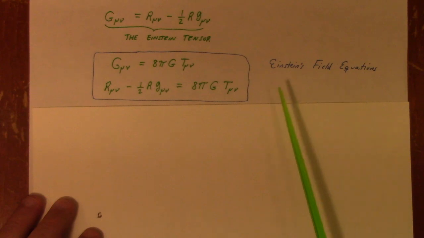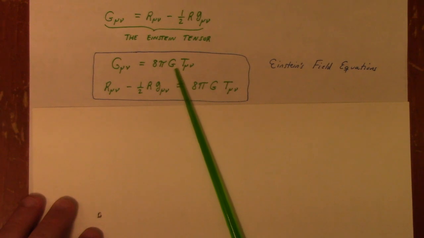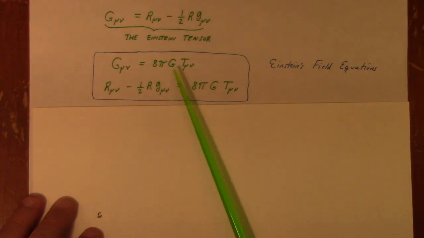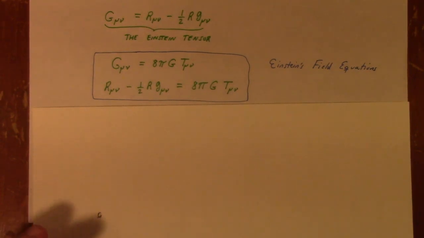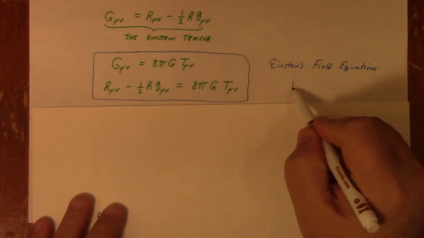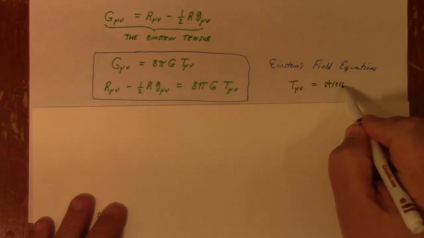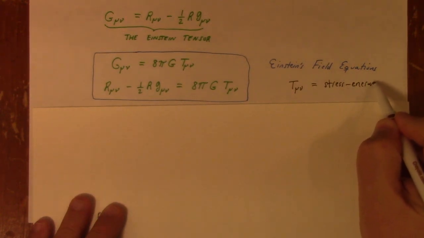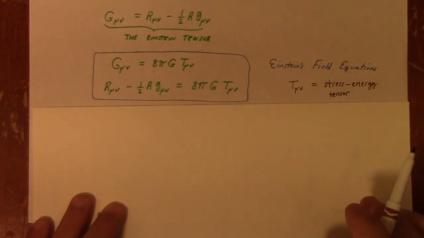But these are the Einstein Field Equations, and they say that the Einstein tensor is equal to 8 pi G times T mu nu. G is the universal gravitational constant. You remember that thing? I haven't taught physics recently enough to know the number, but it's tiny. And T mu nu here is the stress energy tensor. The stress energy tensor has various forms depending on your context.